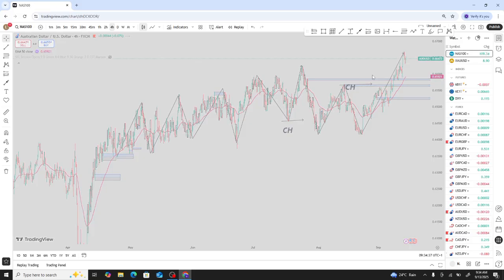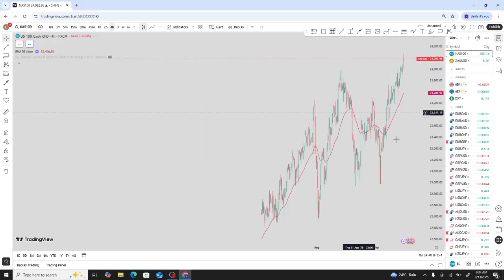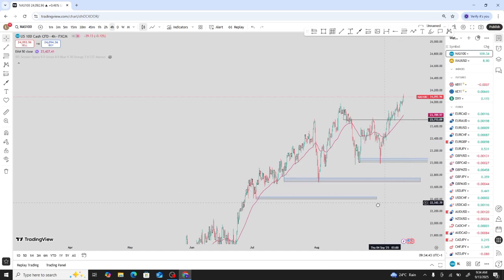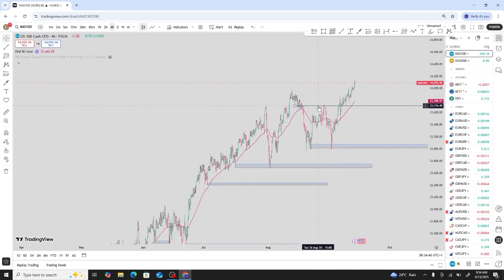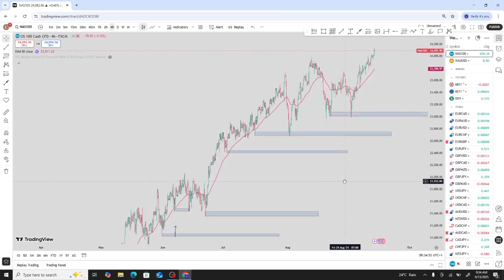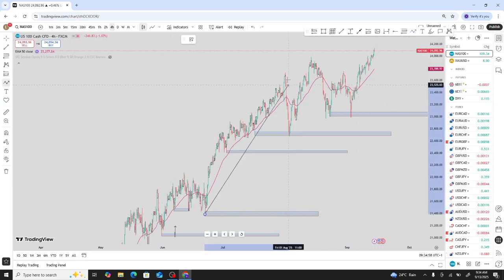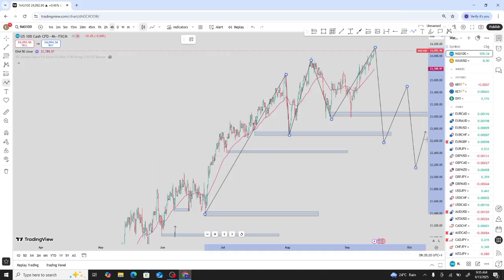Let me go to Nasdaq. This is Nasdaq, US tech companies. So we can see that the market has been doing higher highs and higher lows, a series of higher highs and higher lows, and a higher high. So for there to be a change of character, the market has to break this previous low, this last low, and start doing lower lows and lower highs.